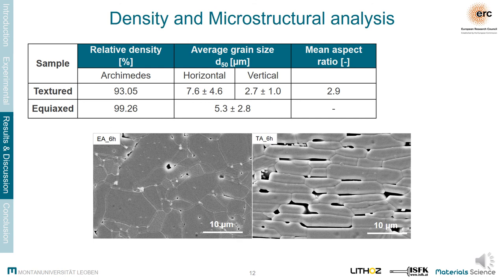To the results for textured alumina, a relative density of 99% was achieved, for equiaxed 99%. An average grain size was measured for textured alumina in horizontal and vertical direction to determine the aspect ratio of 2.9. This is desired to be improved. And in the micrographs, you can see that we succeeded in texturing alumina with 3D printing. Here you can see the elongated grains having a certain direction in comparison to randomly oriented grains in the equiaxed alumina.